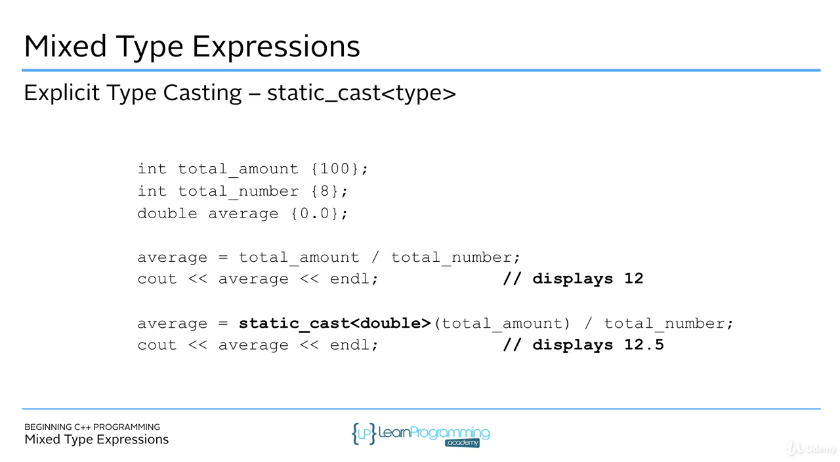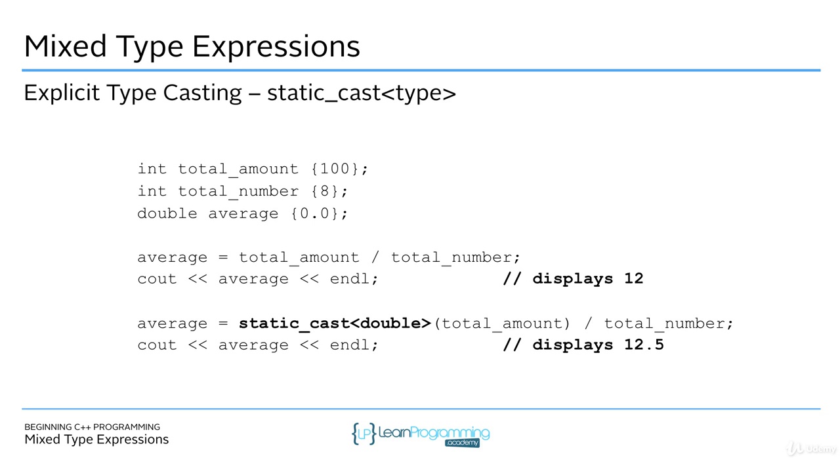You can see we have two integer variables. Think of total amount as a running sum of several numbers, and we want to know the average of those numbers. So we need to know how many numbers there are. In this case, this is represented by the integer total number, which is 8. The average in this case would be total amount divided by total number, which is 12.5. But since both of these variables are integers, the compiler will do integer division and the result will be 12. That's not what we want.